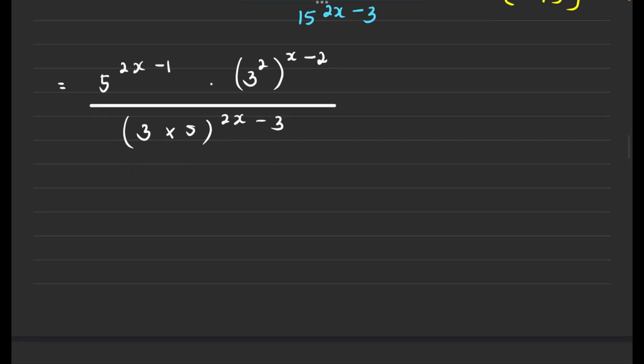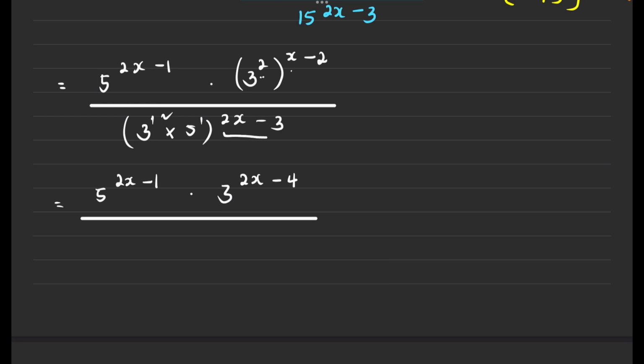So now I am just going to do the product rule. Remember, this is 3 to the 1, this is 5 to the 1. So 5 to the 2x minus 1 remains the same, multiplied by 3 to the power what? 2 times x, that's going to be 2x, 2 times minus 2, that's going to be minus 4 over there. I divide everything with what? With 3 to the power 1 times 2x minus 3. So this one here multiplies this.